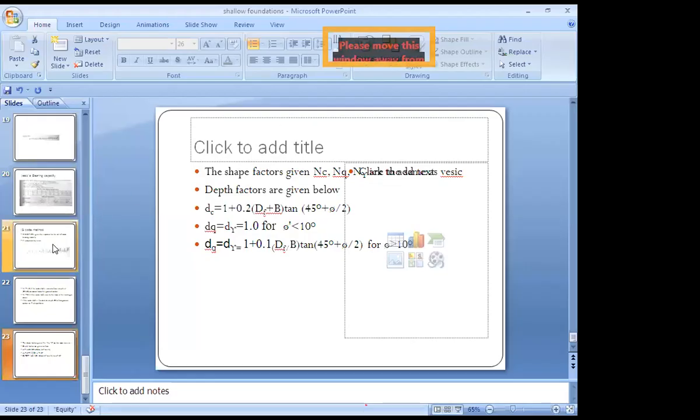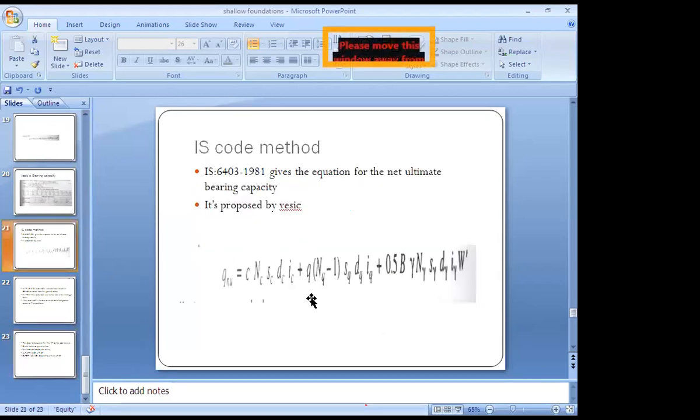So this is about the different theories of bearing capacity. We discussed in detail Terzaghi's bearing capacity theory and an overview of Meyerhof's theory, Vesic's theory and the IS code method. The IS code method formula is this one.